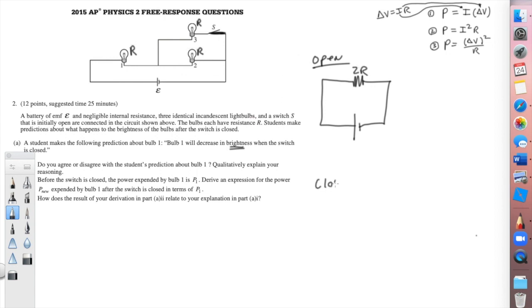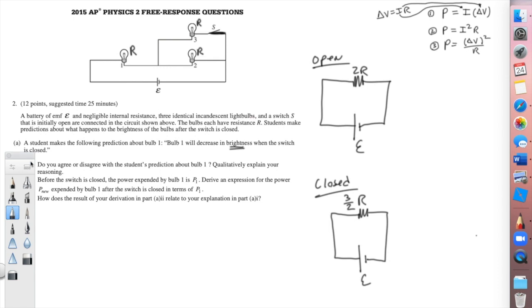Now, when the switch is closed, what we're going to have is the battery, and the battery has EMF E. We have bulb number 1 first, and then these 2 resistors in parallel, which simplify to R over 2, using the equation for simplifying resistors in parallel. So this gives a total resistance. Let's combine these now. R plus R over 2 gives 3/2 R. That's the total resistance of the circuit when the switch is closed.